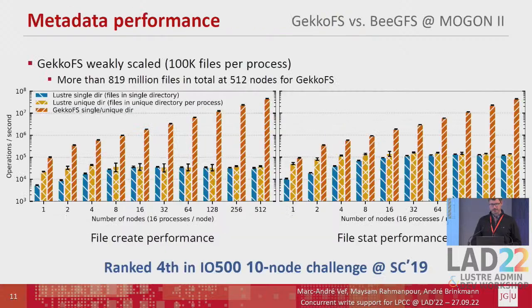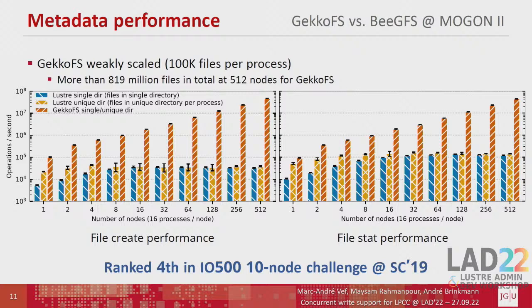We can also look at the metadata performance. In this case, apologies, in the top right, it shouldn't say GekkoFS versus BeeGFS, but versus Lustre. This is at our MOGON II supercomputer at the University in Mainz. And in this case, we wanted to look at the benefits that such an ad hoc storage system has compared to the parallel file system. And in this case, we weakly scaled this GekkoFS file system with 16 processes per node, with 100,000 files per process, simply with mdtest, up to 512 nodes. So in the end, we have over 800 million files, and we get close to 50 million creates per second.